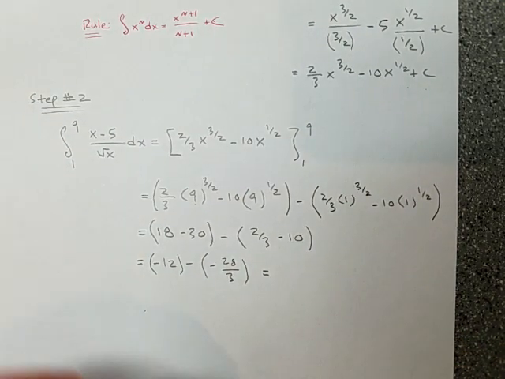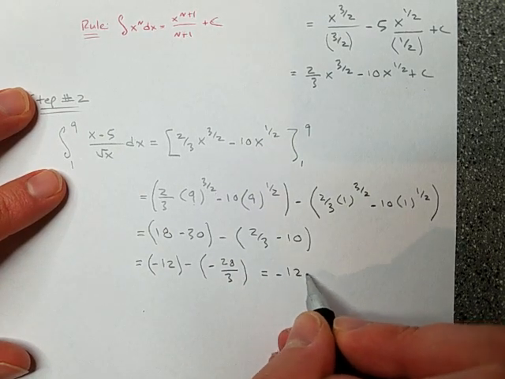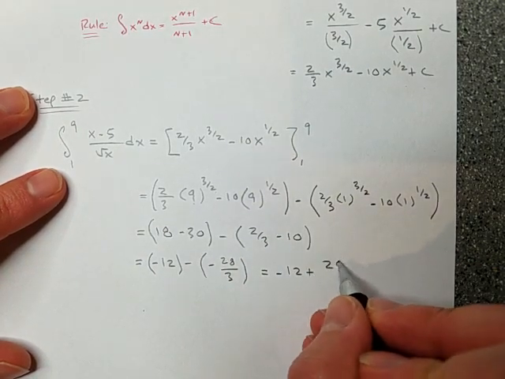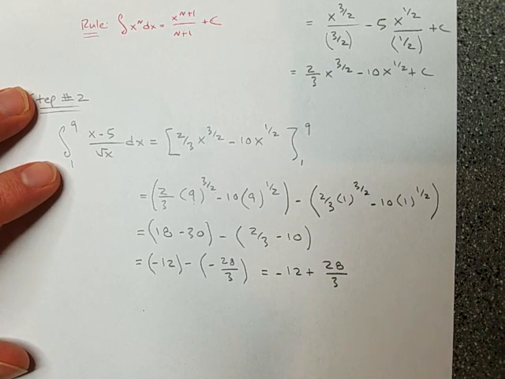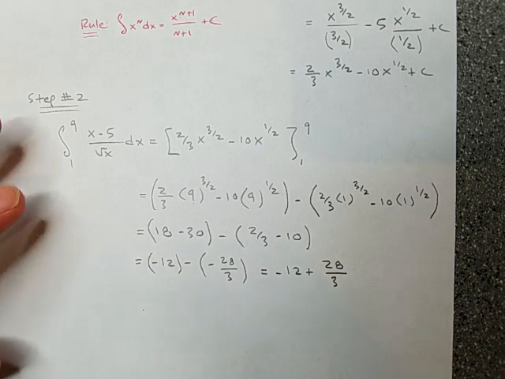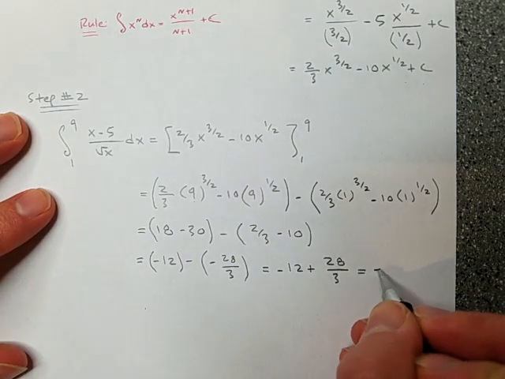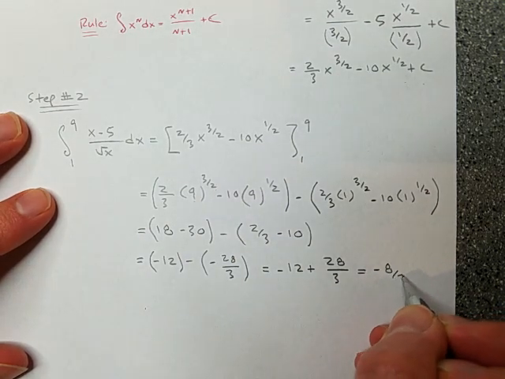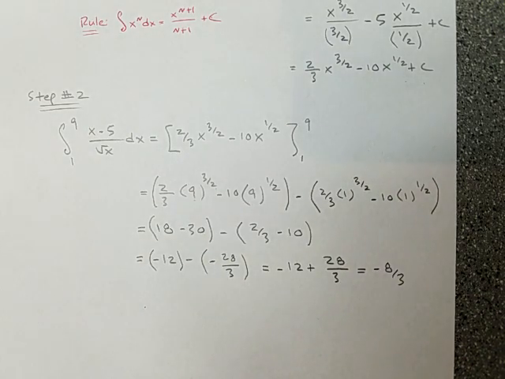Okay, so that'll be negative 12 plus 28/3. So that'll be negative 36 plus 28 over 3. So that'll be negative 8/3. Okay. All right, so negative 8/3. That's it. That's what we get.